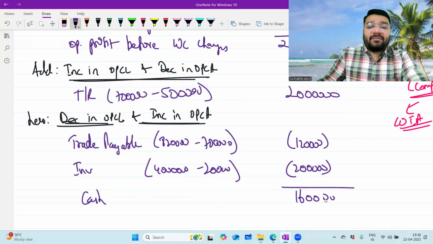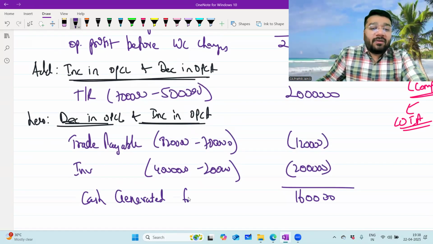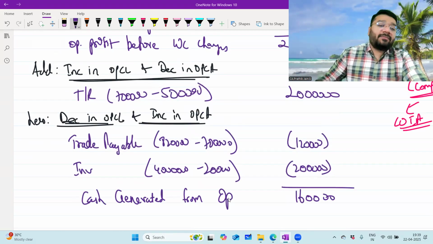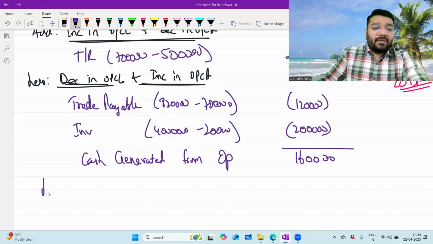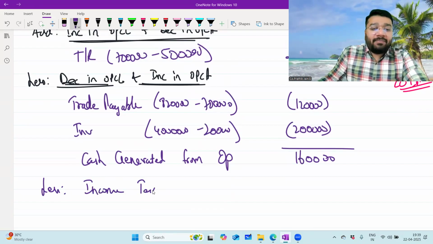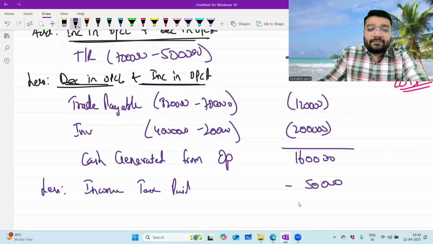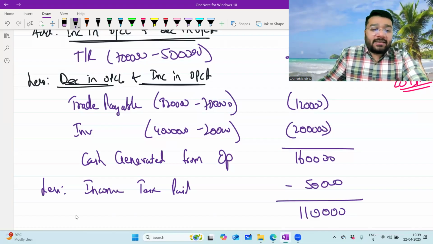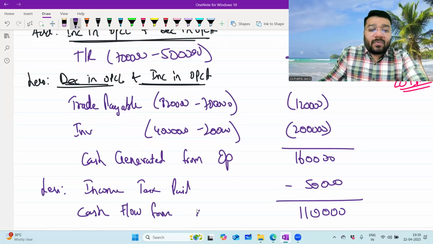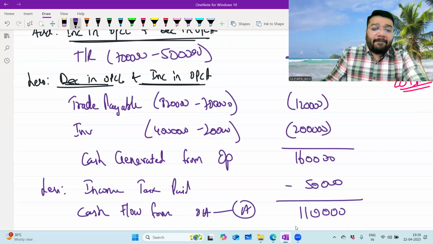1,60,000 positive, negative? Positive. Cash generated from operations. Next, less income tax paid or tax paid, whatever it is. How much? 50,000. How much? 1,10,000. What is this called as? Cash flow from operating activity. Okay.